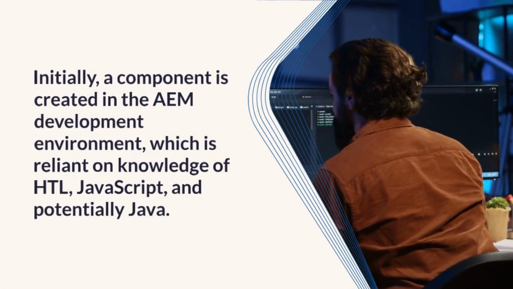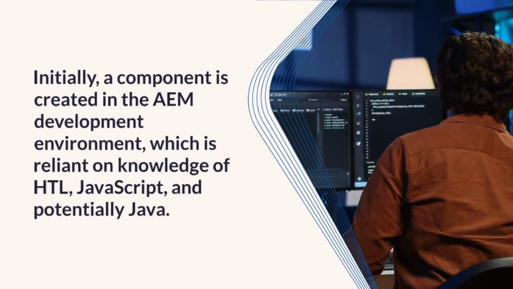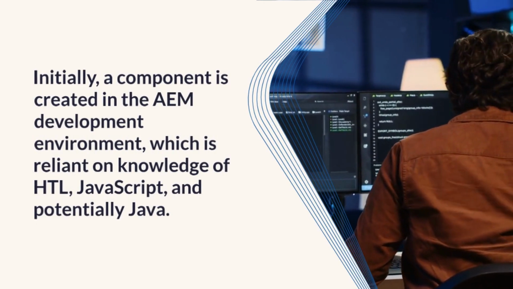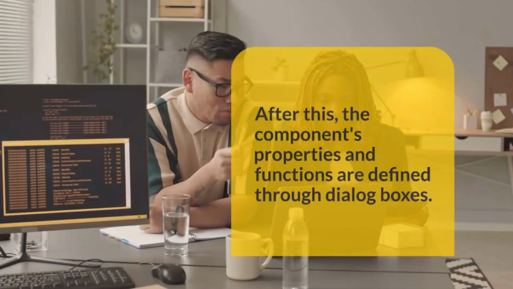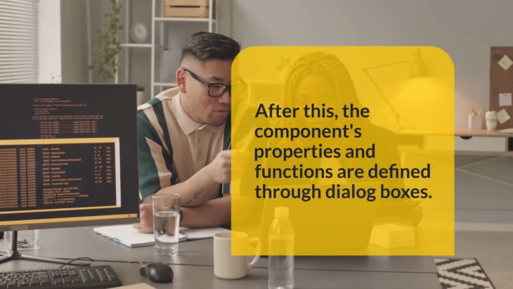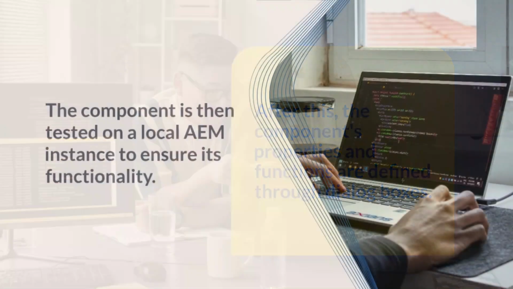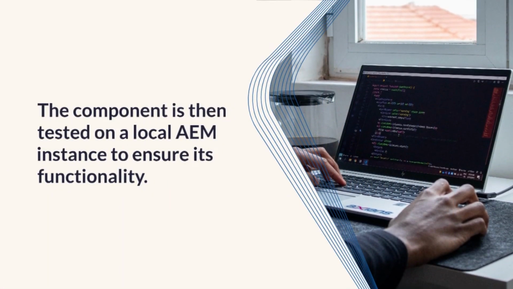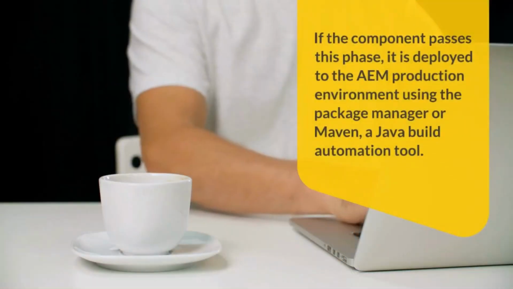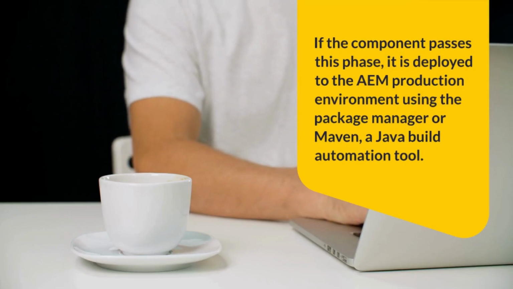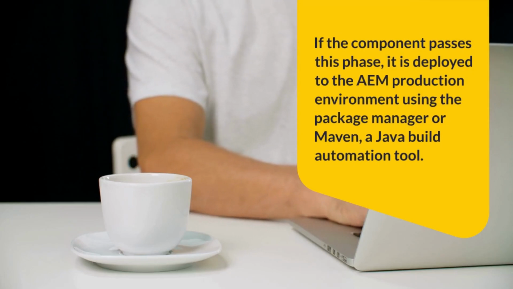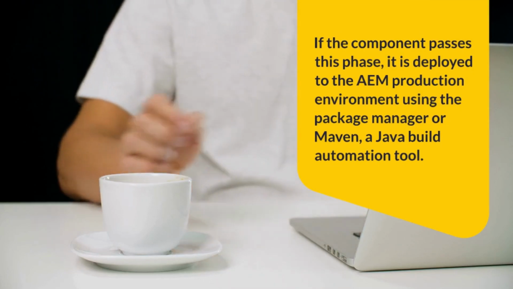Creating and deploying components in Adobe Experience Manager, AEM, follows a specific procedure. Initially, a component is created in the AEM development environment, which is reliant on knowledge of HTML, JavaScript, and potentially Java. After this, the component's properties and functions are defined through dialog boxes. The component is then tested on a local AEM instance to ensure its functionality. If the component passes this phase, it is deployed to the AEM production environment using the Package Manager or Maven, a Java build automation tool.